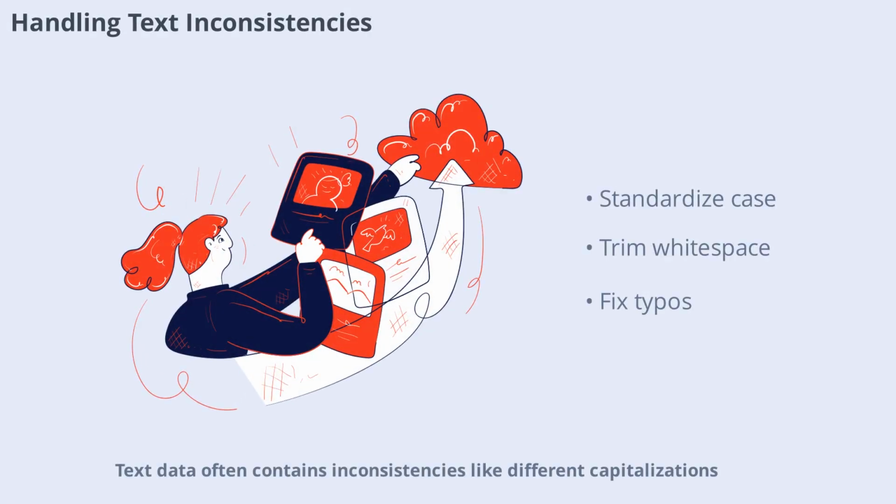Text data often contains inconsistencies like different capitalizations, extra spaces, or typos. Cleaning text involves standardizing case, trimming whitespace, and correcting common errors. This step is especially important for categorical data, where variations can create unnecessary categories and complicate analysis.